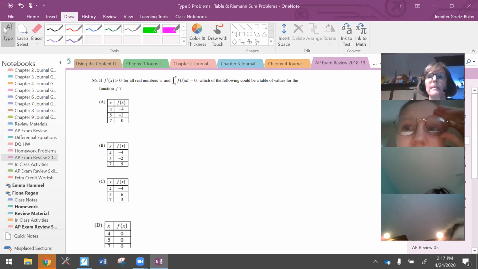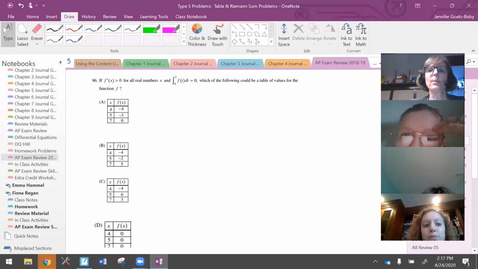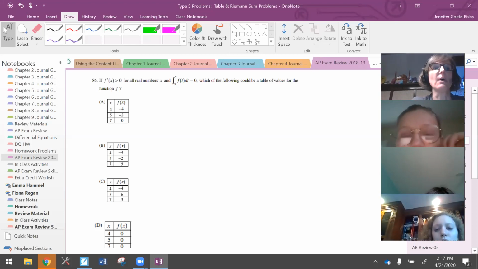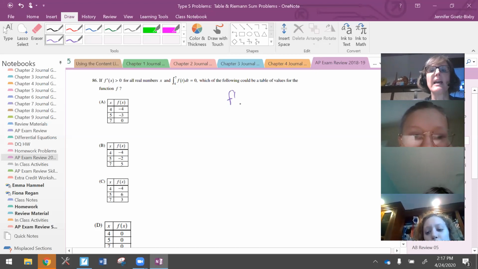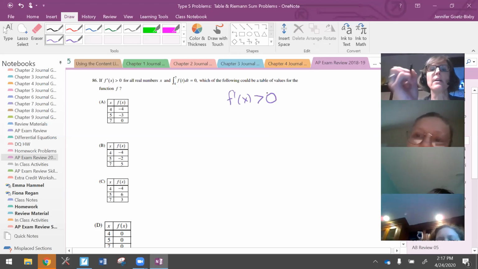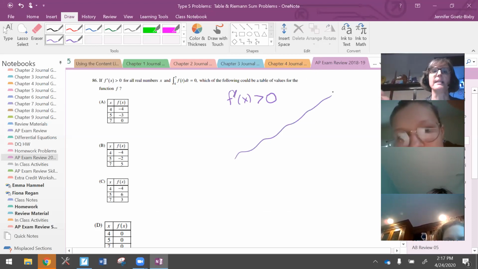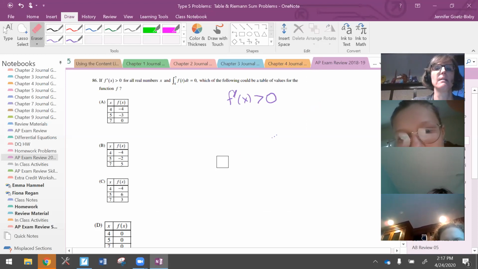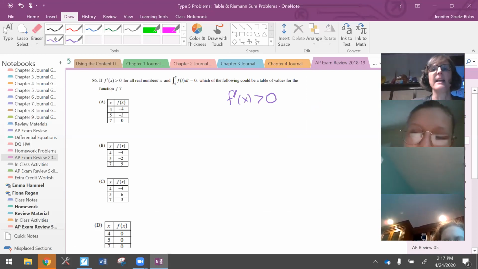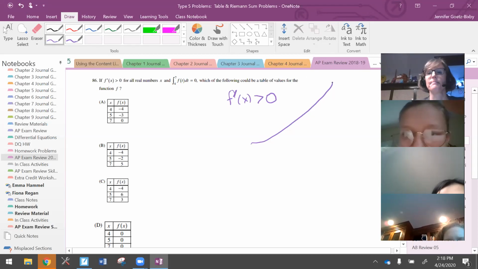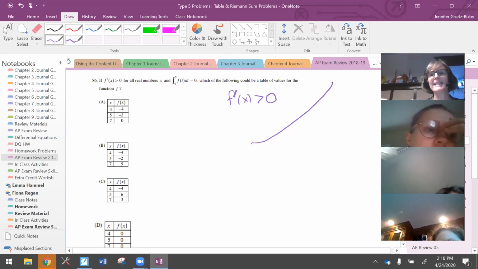Okay, so let's talk about what the information that we're given in the problem tells us. Okay, so if f prime of x is greater than 0, what does that tell you about f? Increasing? It's increasing. So it's gonna look like this. Actually, not quite like that. Okay, it's gonna look like this. There aren't gonna be any wacky dips back down.